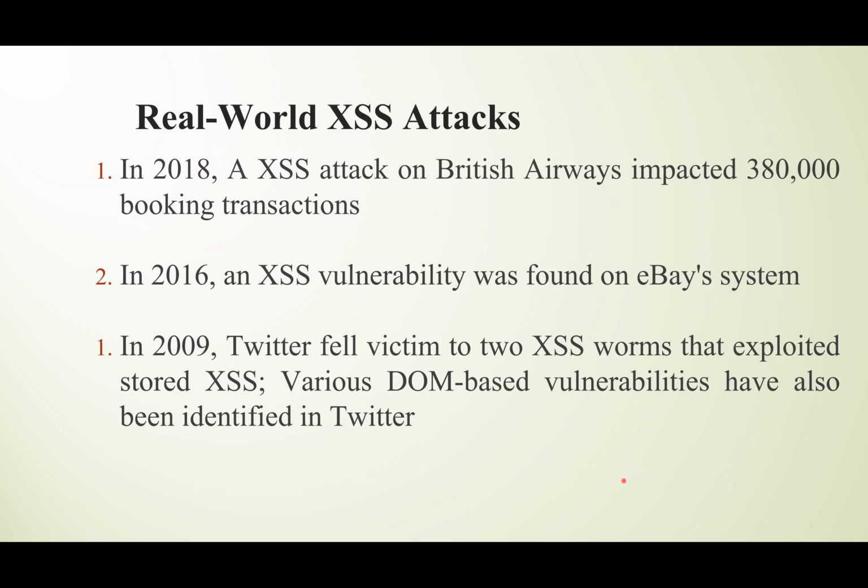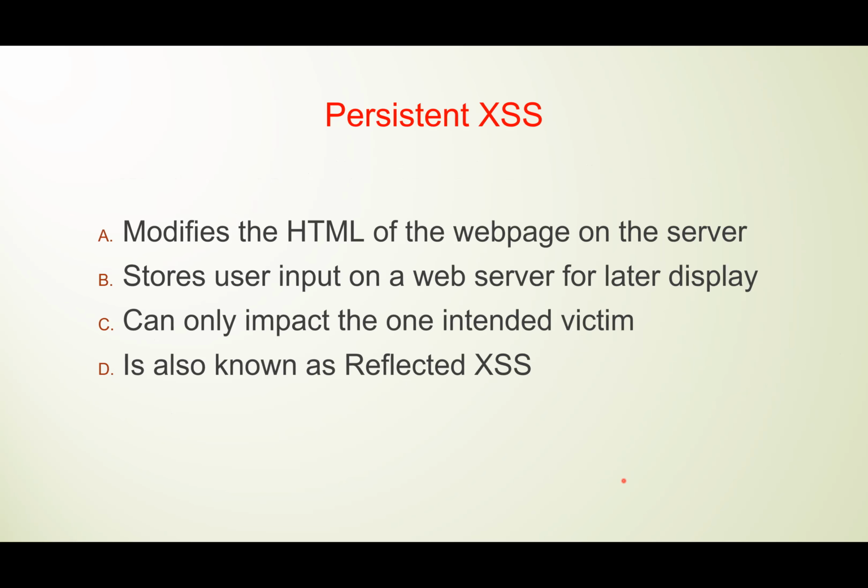People have been doing cross-site scripting for a long time and are still doing it. A couple of years ago, British Airways, the largest airline in the UK, had a cross-site scripting attack that impacted about 380,000 transactions. So that was a couple of years before that. eBay had one. And then quite a while ago, Twitter had a couple of them attack them, and so they were victim of that. So it's out there, and again, it is number 3 in the OWASP list.